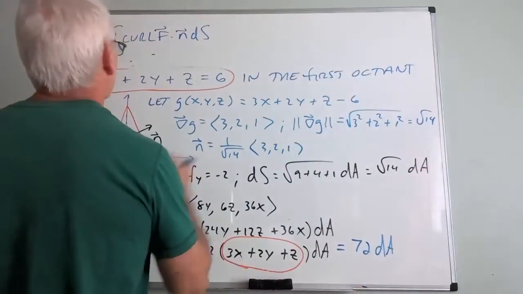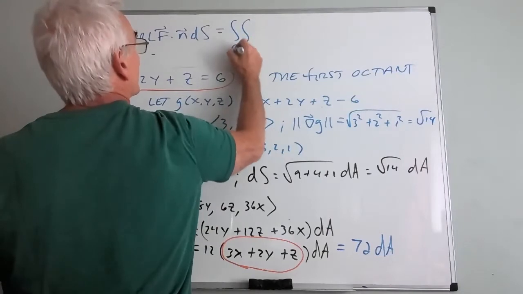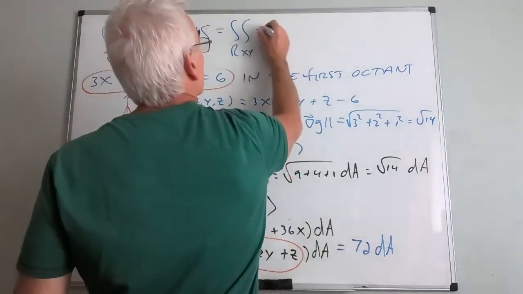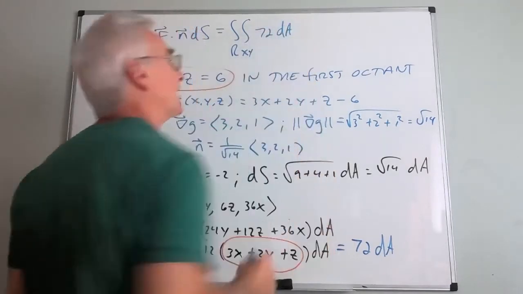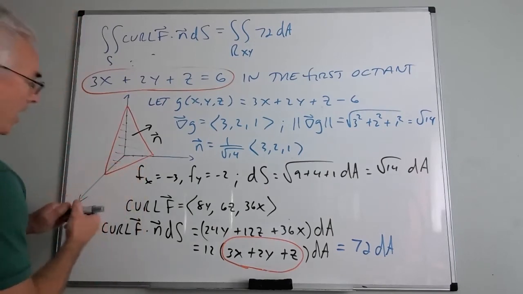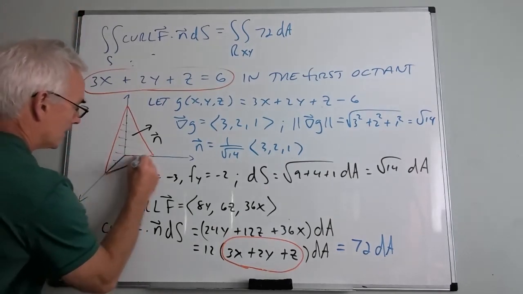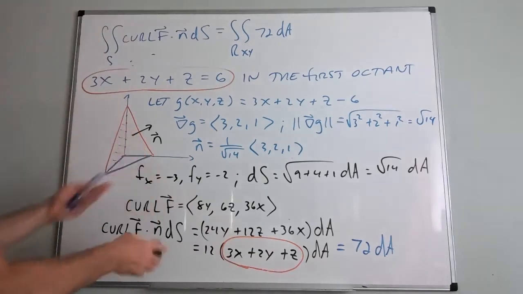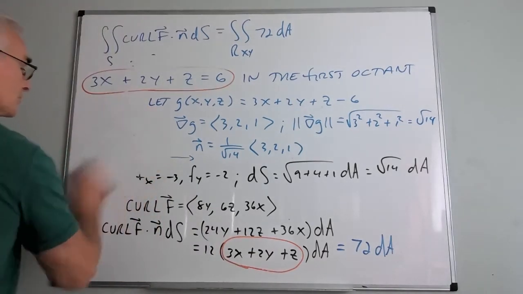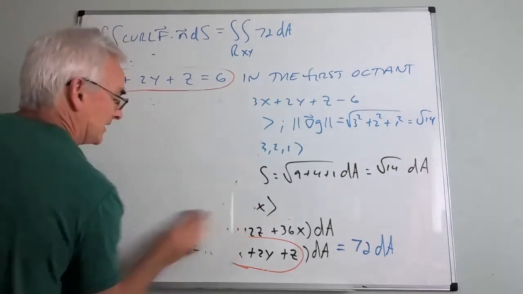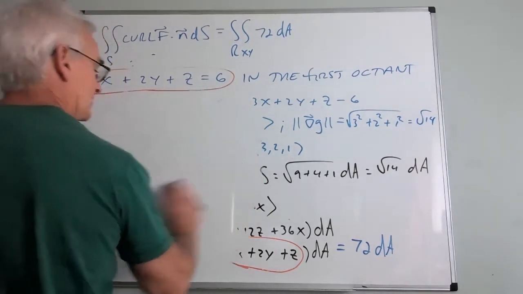Okay, so now we've got, this is equal to the integral over the region in the xy plane of 72 dA. Now the question is, what is the region in the xy plane looking like? Oh, so what I want now, I just simply want that triangle. I don't need the tetrahedron anymore. I don't need the triangular face anymore. I just need that little triangle, because now we're looking at this in the xy plane.